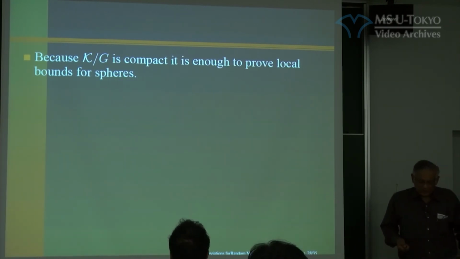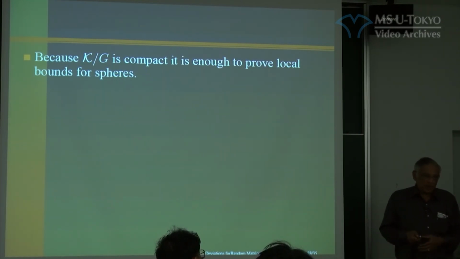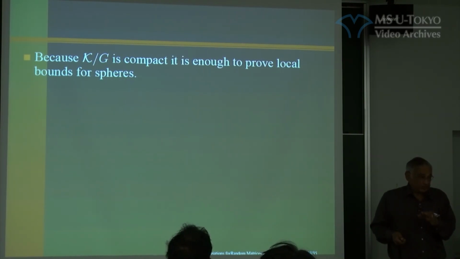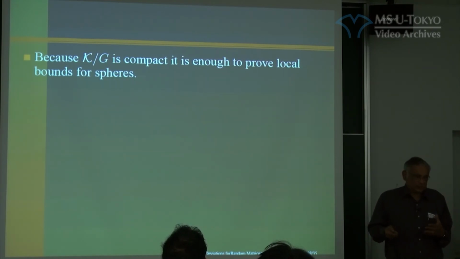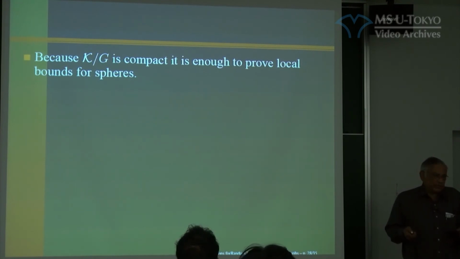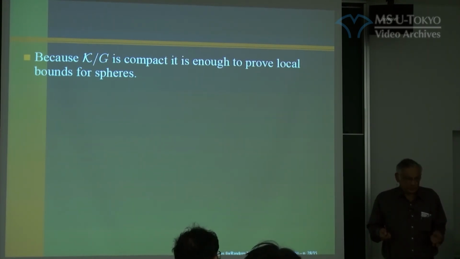So, since K mod G is compact, it is enough to prove the local bound. The local bound you can easily prove in the weak topology, because the large deviation theorem one could easily prove in the weak topology. But small balls are weakly closed anyway. So, even in the strong topology, the problem is not proving it for small balls, it is covering that is the problem.